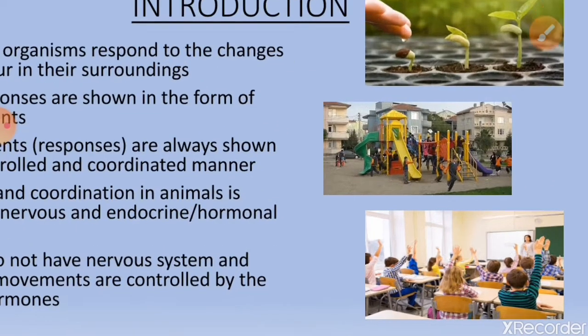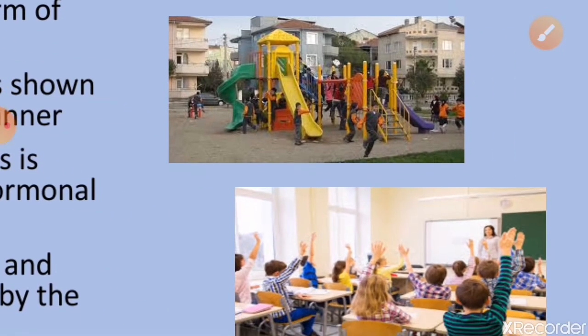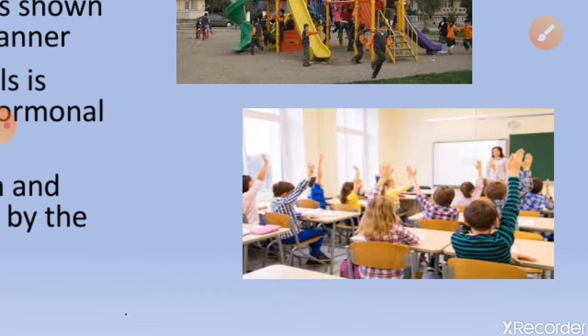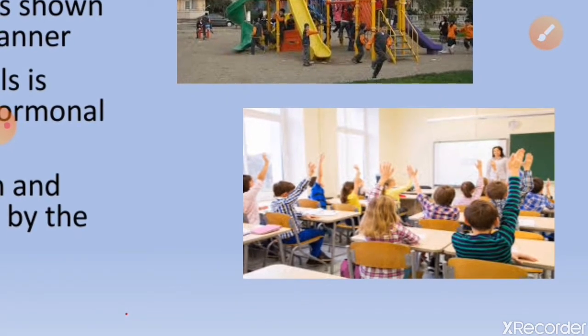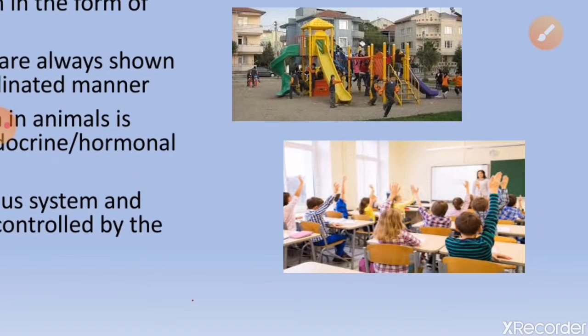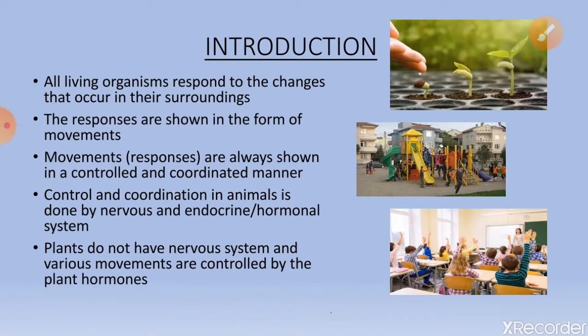Or in case of animals, as seen in these pictures, the children are playing in the park, or the children are responding to the teacher by raising their hands. These are also examples of movement. Or a cat running, that is also a movement. Or a cow sitting and chewing the cud. These are different examples of growth independent movements.